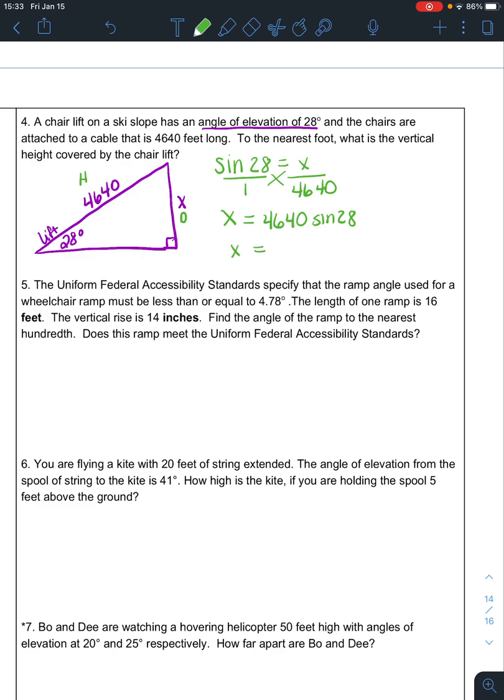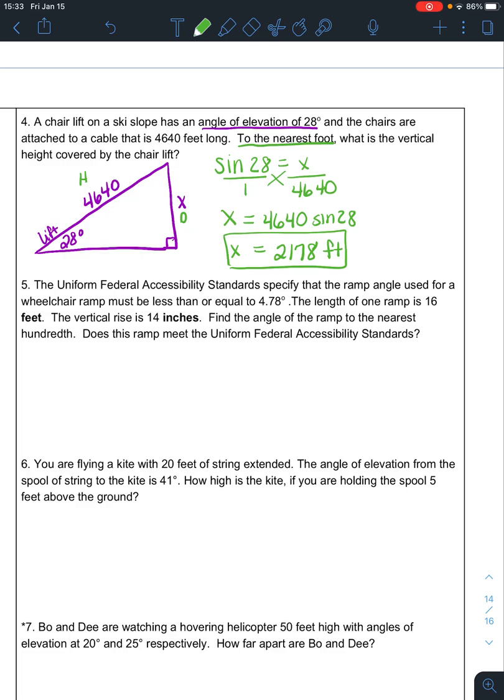Type that in your calculator and you find that you have moved up the mountain 2,178 feet. And it says to the nearest foot this time. So 2,178 feet. That's how much higher up the mountain you've moved.